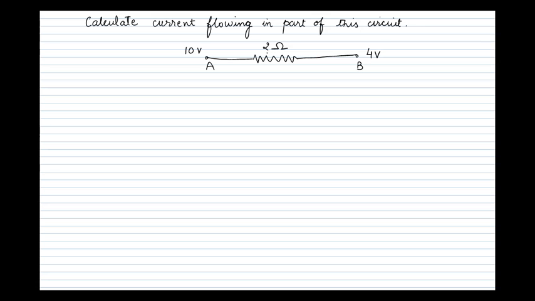What is given to us? It is given that the voltage at point A is equal to 10 volts and the voltage at point B is equal to 4 volts.